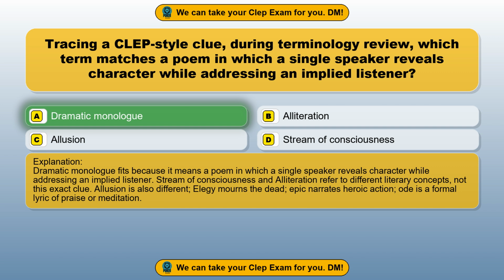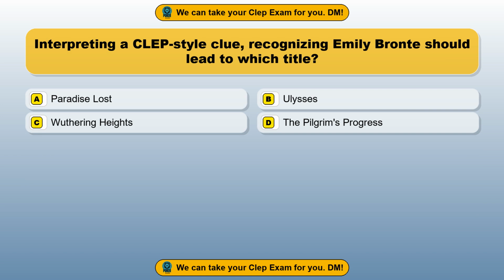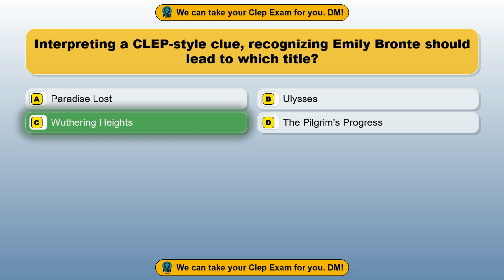meditation. Question 57. Interpreting a CLEP-style clue, recognizing Emily Bronte should lead to which title? Option A, Paradise Lost. Option B, Ulysses. Option C, Wuthering Heights. Option D, The Pilgrim's Progress. The correct answer is option C, Wuthering Heights.